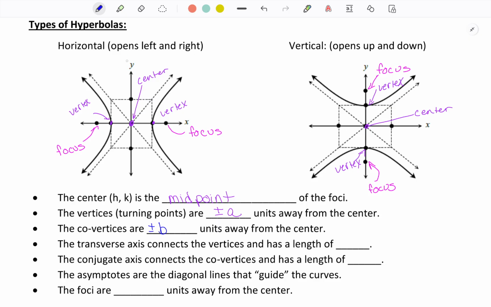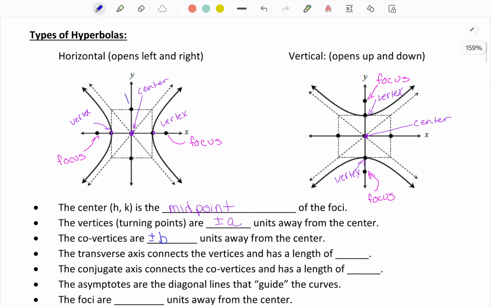Okay, so those co-vertices are plus or minus b units away from the center. And they are going to be, again, like the ellipse, perpendicular to the vertices in that line.